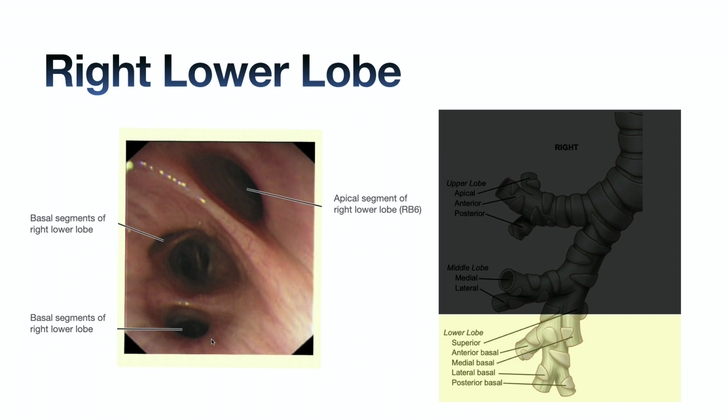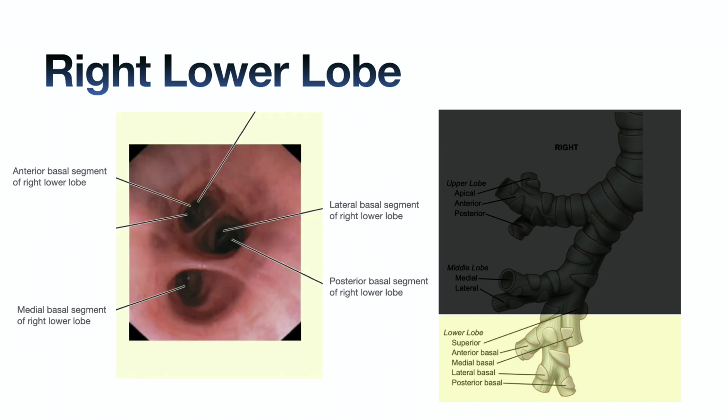This is the basal segment. Typically, the right lower lobe basal segment is divided into 4 compartments: the medial basal segment, the lateral basal segment, the anterior basal segment, and the posterior basal segment. So this is the right hand side. After that, we withdraw our endoscope back to the carina.